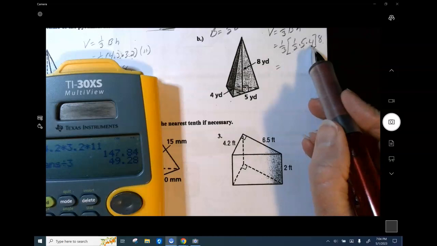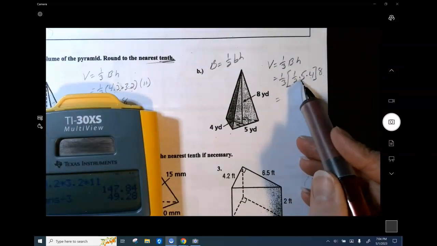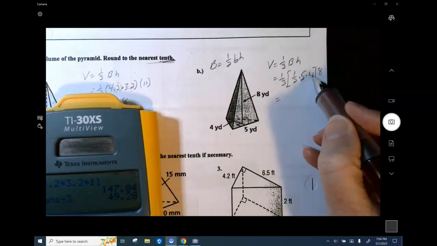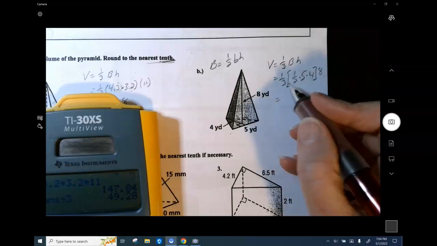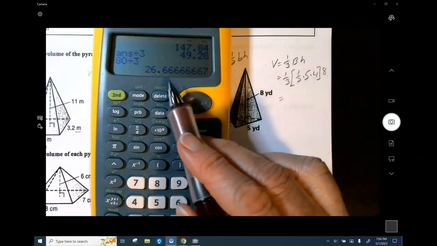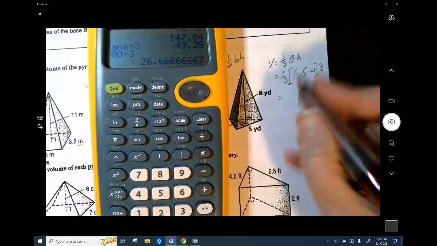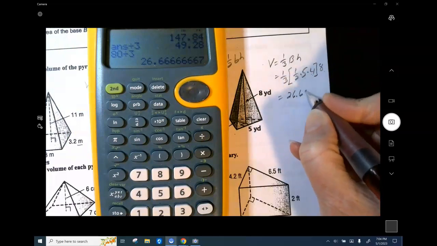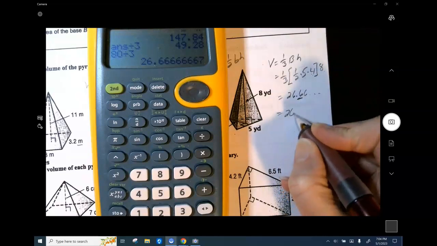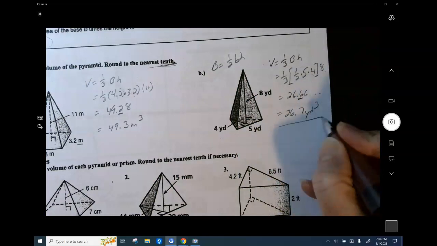So half of 4 is 2. And I'm going to take 2 times 5, which is 10. Or take 5 times 4, which is 20. So that's 80. So I'm going to take 80, divide it by 3, and I get 26.66666666. But they said round to the nearest tenth. So 26.7 yards cubed.